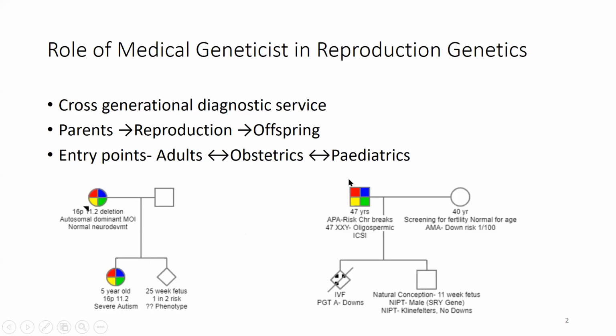Then it can also be parents, where parents are known to have a genetic abnormality, like this gentleman who is known to have Klinefelter's, and an advanced maternal age. So we carry out risk prediction and genetic testing either in the embryo, prenatally, or even immediately in the neonatal period, trying to determine which genetic disorders the offspring might be affected by.